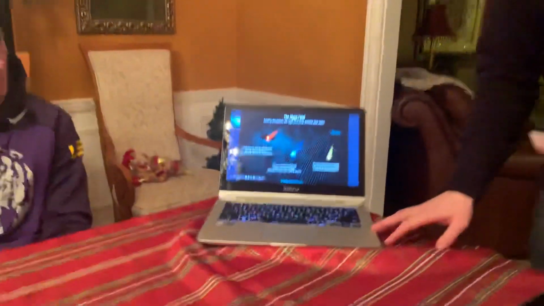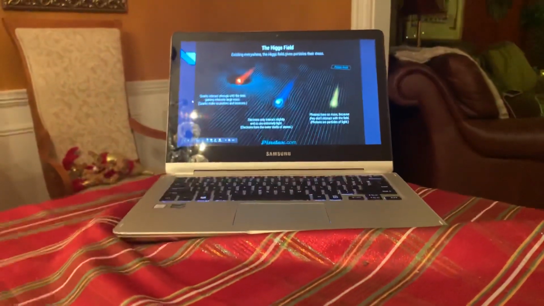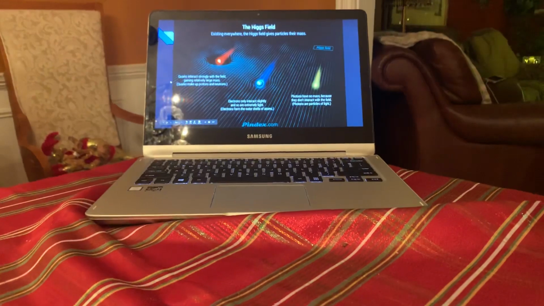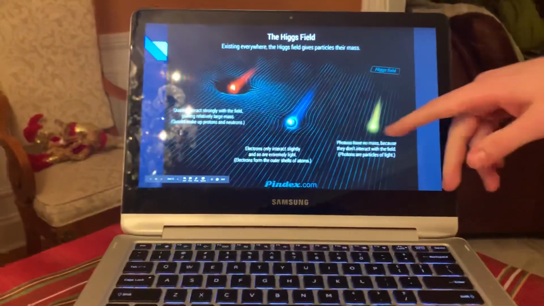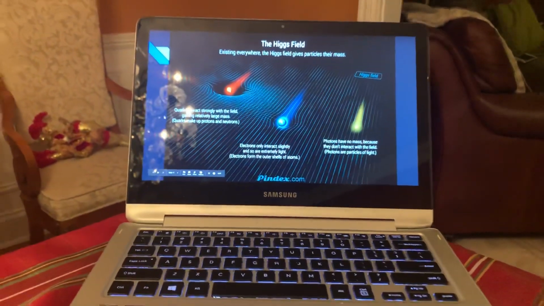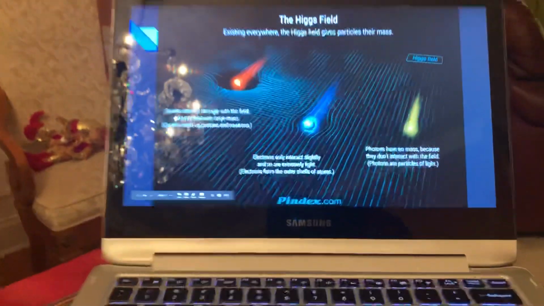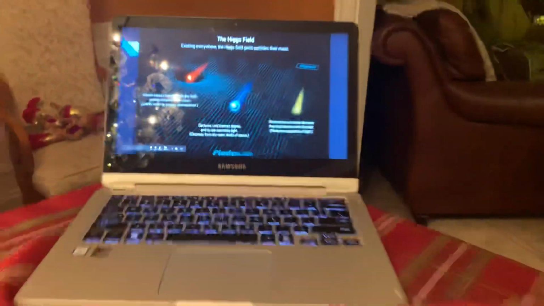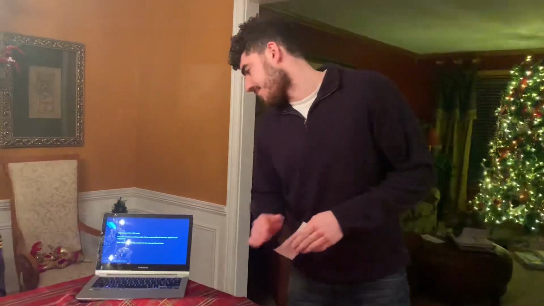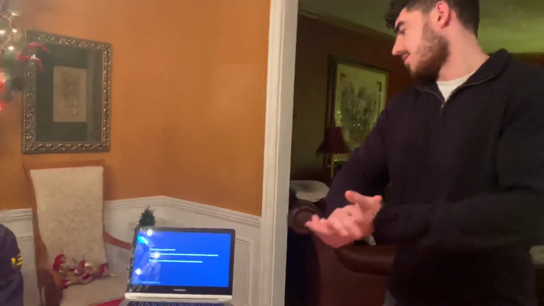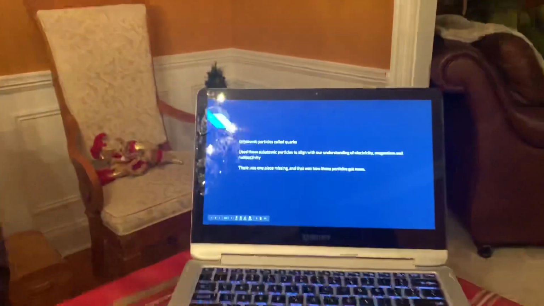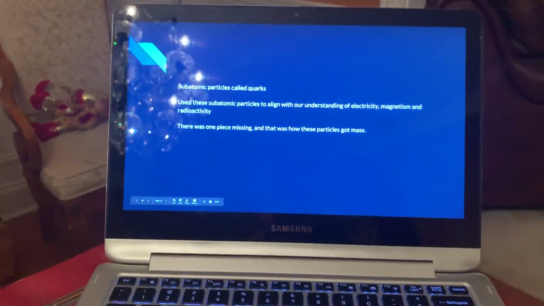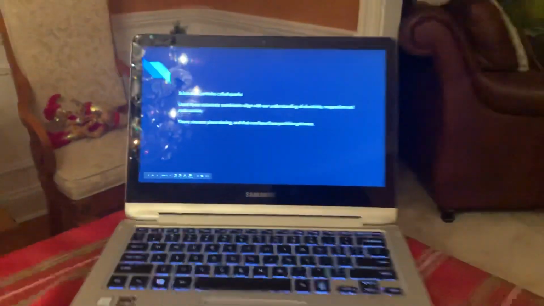This is another field that's a little bit more realistic of a depiction of how atoms experience the Higgs field as they move through it. Photons don't collide at all, and as a result have no mass, whereas quarks interact heavily with the Higgs field and experience a lot of mass. Subatomic particles are called quarks, and we use these to align our studies with electricity, magnetism, and radioactivity.